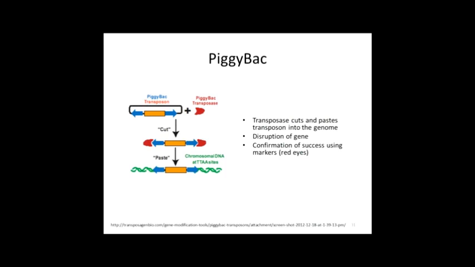The piggyBac system works by using a transposase to cut a transposon from a plasmid and paste it into the genome. This insertion creates a disruption in a certain gene and inhibits the transcription of this gene. So you can use different markers of success, and that includes things like using the wild type that I used that had white eyes, and confirmation of the insertion would result in red eyes in the flies.